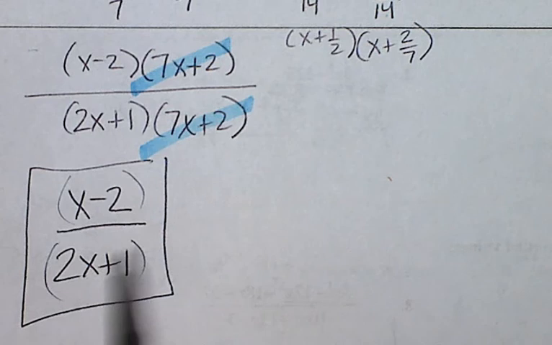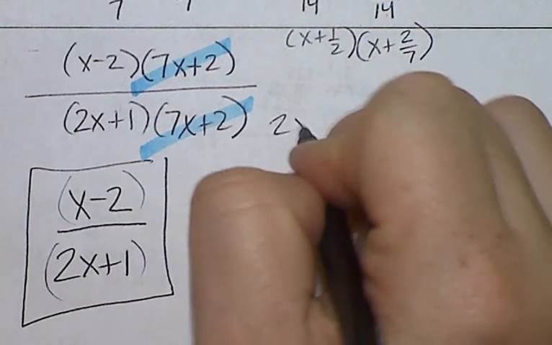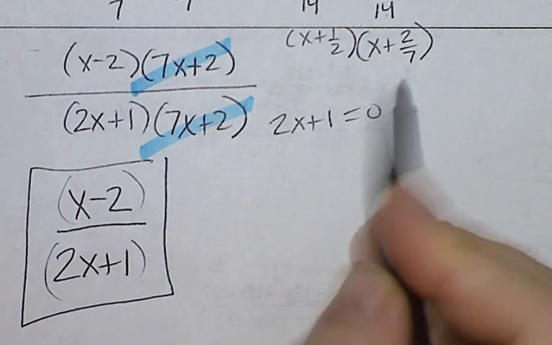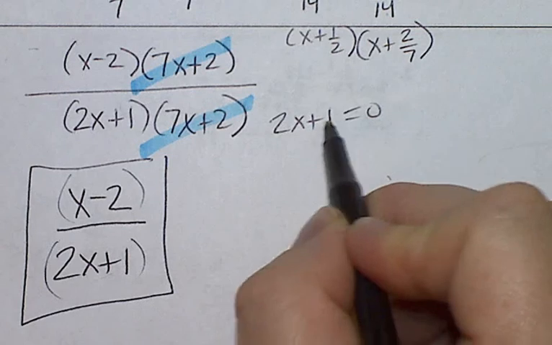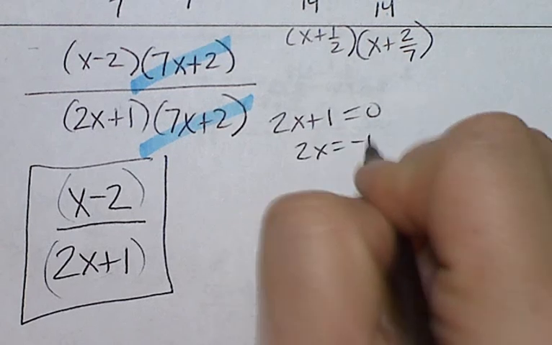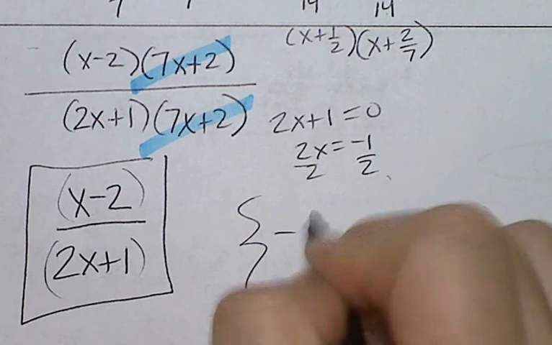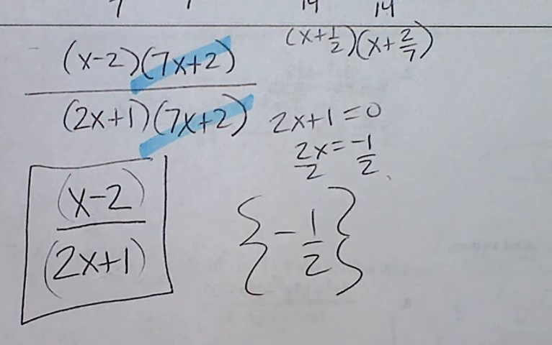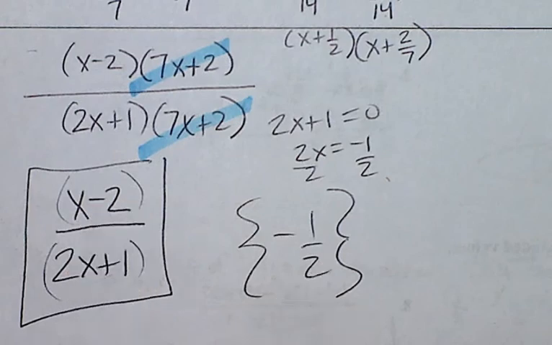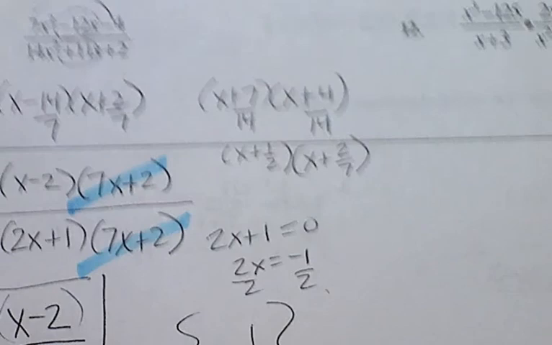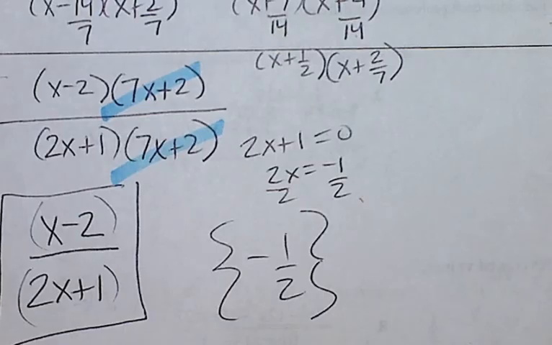Again, you take the denominator, and when it has a number in front other than 1, sometimes it's easier for you just to set it equal to 0 and solve. So what makes the denominator equal to 0? I subtract 1, divide by 2, and the excluded value should be negative 1/2. If we plug negative 1/2 in for x in the reduced, the simplified form, or the original problem, we'd end up with a 0 in the denominator.